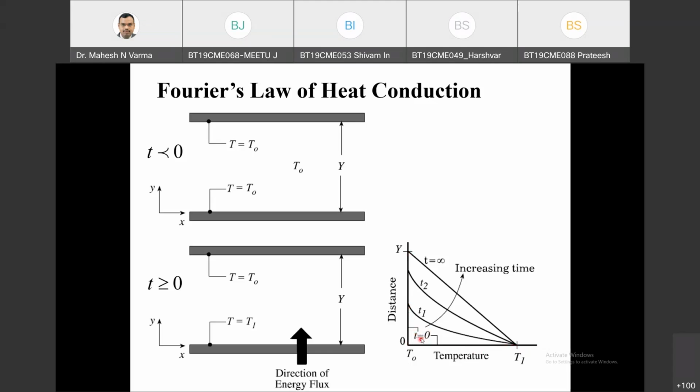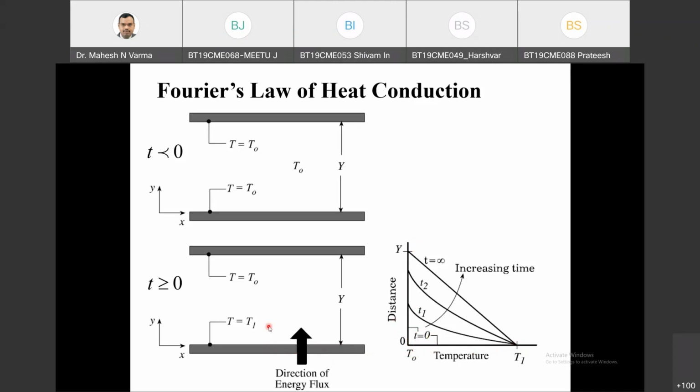Small t stands for time, and capital T stands for temperature. This is standard nomenclature. Unless it is mentioned otherwise, you take capital T as temperature and small t as time. So at time t equals 0, the temperature everywhere else is T0, only at this surface, at y equals 0, the temperature is T1. So this is the temperature profile at time t equals 0.